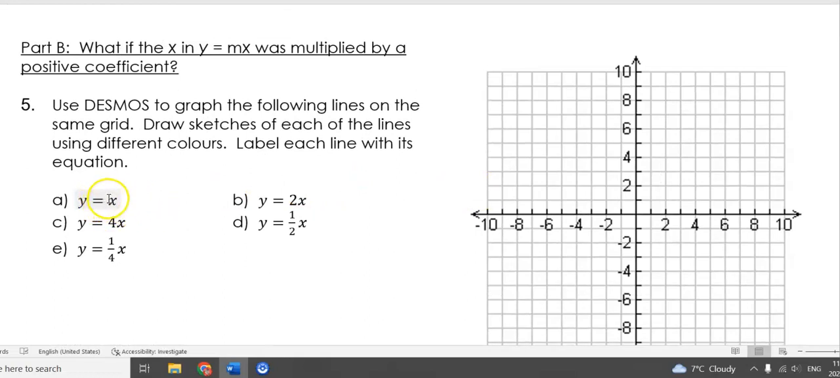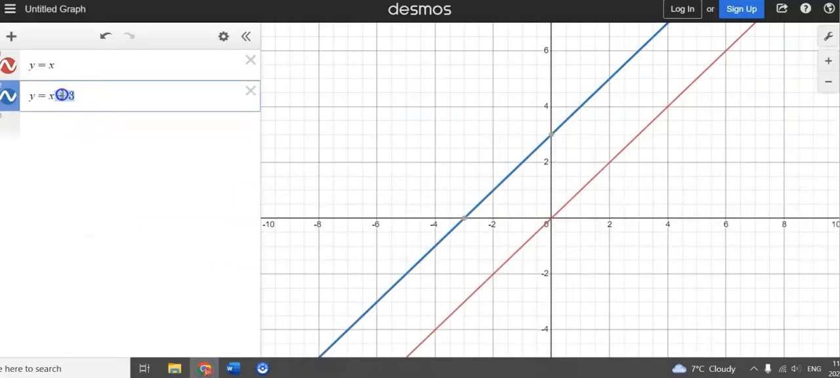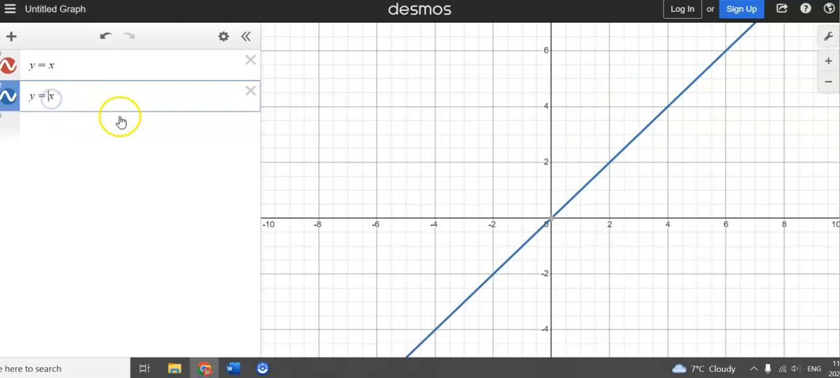Now you're going to add a number in the front. So what happens if you put an m or a slope in front? Okay, and it's a positive number. We're just going to deal with positives for now. So let's just take a look at this guy. So I'm going to change this up, delete that, and put a 2 in front instead and see what happens.